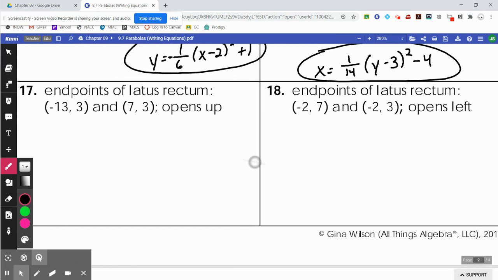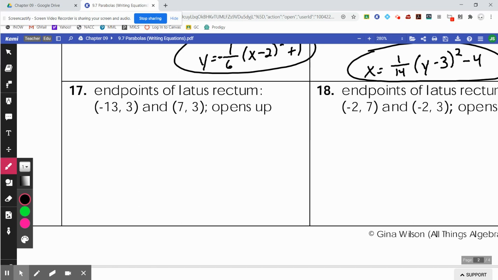Okay, the next one's going to be a little bit tricky. Let me remind you something about the latus rectum. The latus rectum passes through the focus. So if this is the focus, these are the endpoints of the latus rectum. So to find the actual focus, what you can do is find the midpoint of the endpoints of the latus rectum. That midpoint will be the focus. So that's one way of doing this.